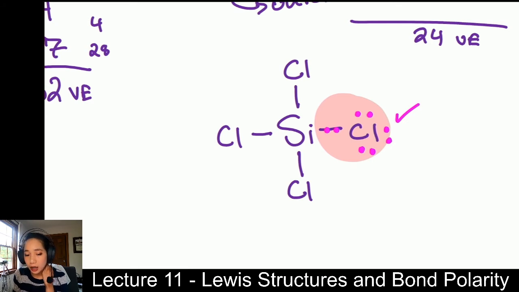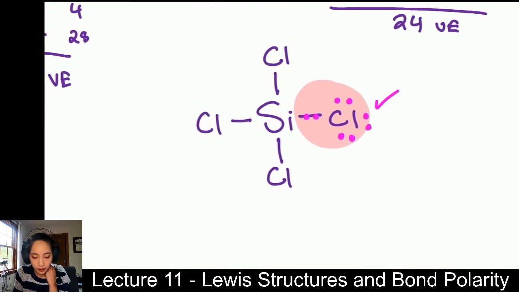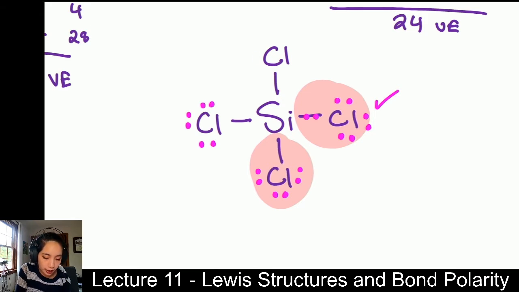And so now I've used up 6 of my electrons. I'm going to repeat the same process for the rest of them. So if I draw 1, 2, 3, 4, 5, 6 around this chlorine as well, if I highlight around that chlorine, it also has 8 valence electrons around it, and then you kind of see the pattern here. I'm going to draw 6 electrons around this chlorine and around this chlorine.